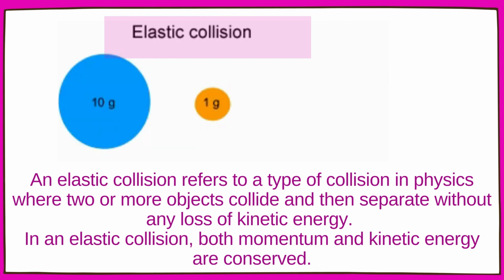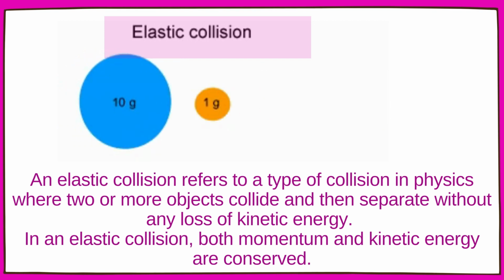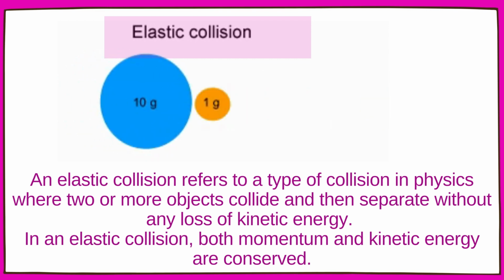An elastic collision refers to a type of collision in physics where two or more objects collide and then separate without any loss of kinetic energy. In an elastic collision, both momentum and kinetic energy are conserved.